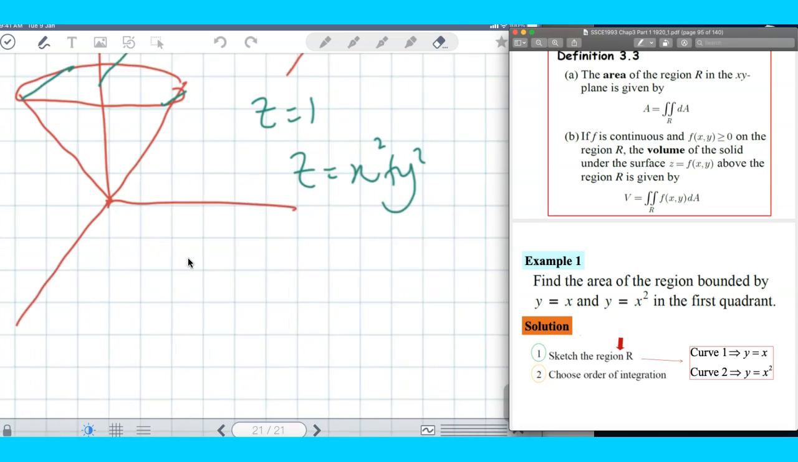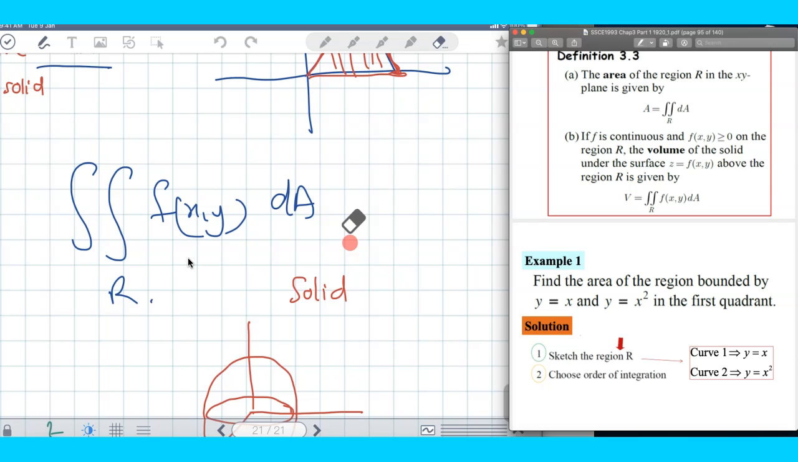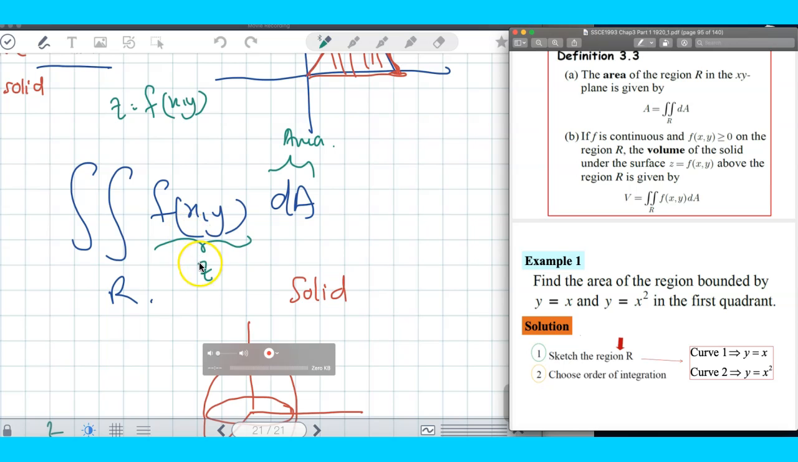So the formula using double integral: how can we use the double integral to evaluate the volume? We consider this one to be the area, isn't it? And this one is the value of z, because you are given z as a function of x and y. So this function f is actually z. So what is z? z is the height.